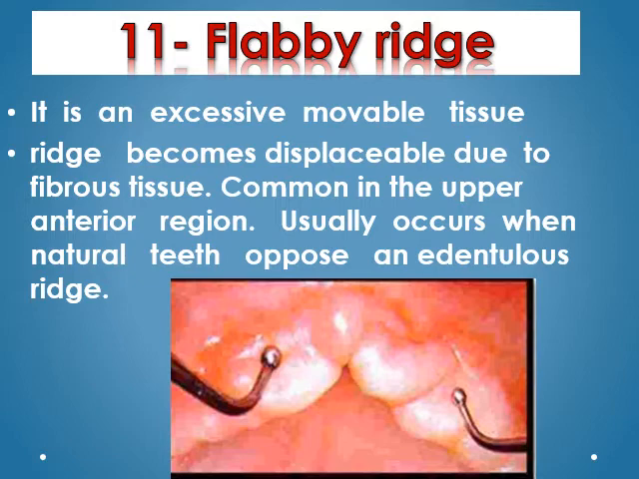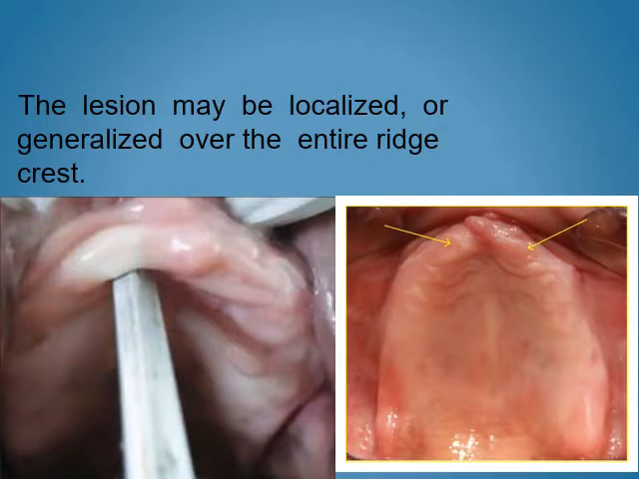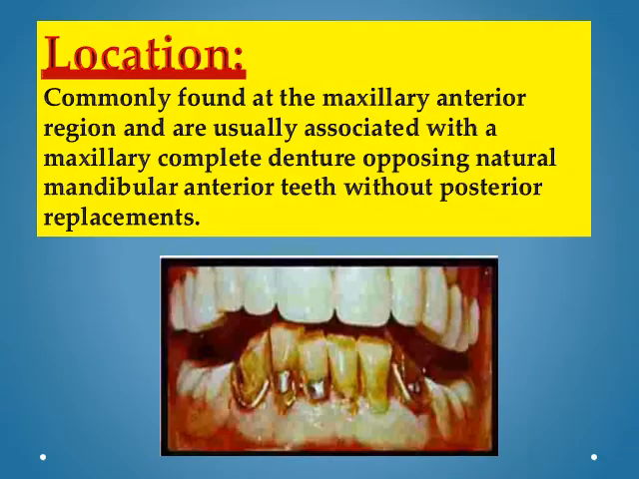It usually occurs when the natural teeth oppose an edentulous ridge, like in the case of a maxillary single denture in the upper opposed to standing lower anterior teeth, like cases of bilateral distal extension class 1 in the lower and completely edentulous in the upper. We find the flabby ridge forming in the anterior part of the premaxilla. The lesion may be localized or generalized over the entire ridge. It can be localized or involve the whole ridge.